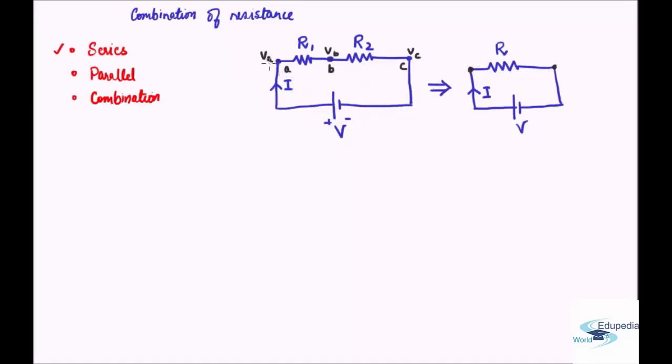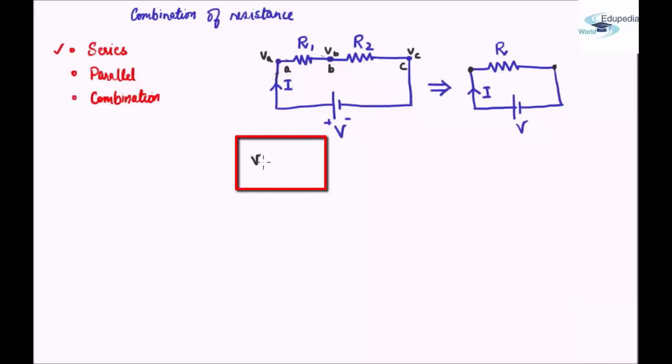And let's say this VA, VB, VC and this R1, R2, through every point and every resistance the same current I will flow. Why so? Because there is no alternative path for the current I. The current going through here should be the same current flowing here, should be the same current flowing here throughout.